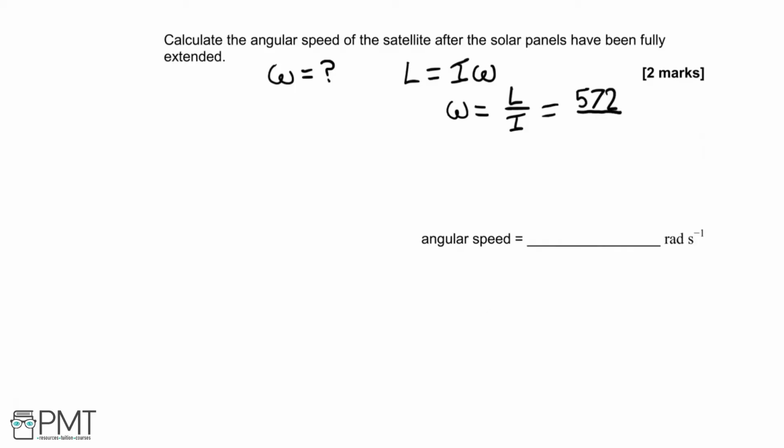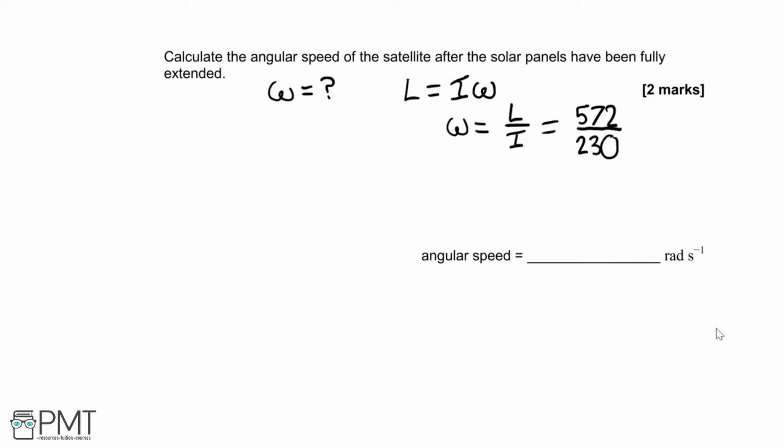Now referring back to the earlier part of the question, you'll remember that when the panels are extended, the satellite has a moment of inertia of 230 kilogram meters squared. So by dividing 572 by 230, we should get our answer, and the unit is already provided for us this time. So we end up with 2.48696 radians per second. I'm going to round that to 2.49, so to 3 significant figures, because the values given to us in this calculation are also to 3 significant figures. Technically, the 230 could be to 2 significant figures, but if it were to 3, that's how it would be written.